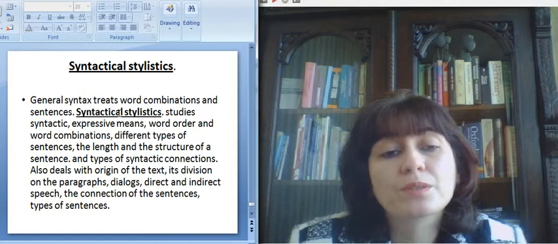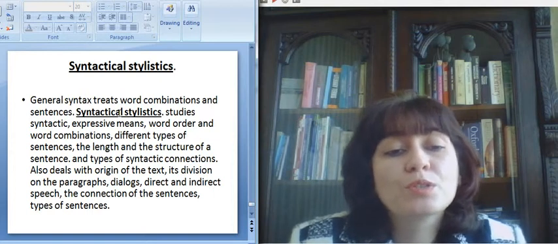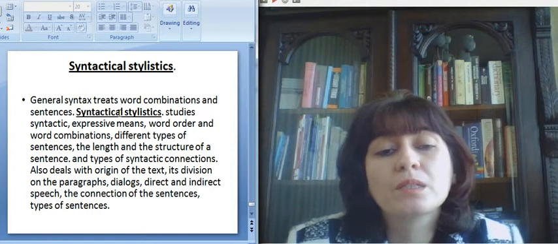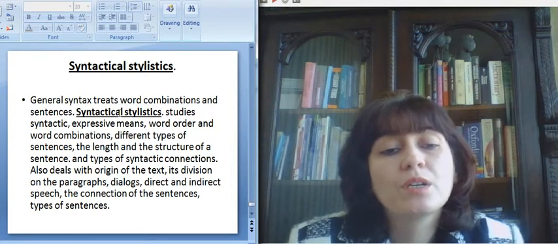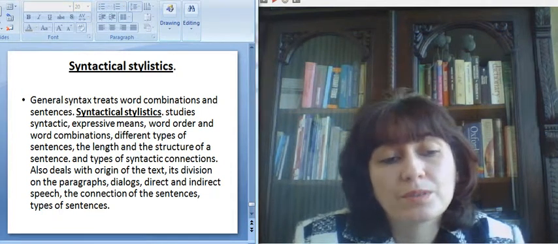And finally, just a few words about syntactical stylistics. General syntax treats word combinations and sentences. Syntactical stylistics studies syntactic expressive means, word order and word combinations, different types of sentences, the length and the structure of a sentence, and the types of syntactic connections. It also deals with the origin of the text, its division into paragraphs, dialogues, direct and indirect speech, the connection of the sentences, and the types of sentence.